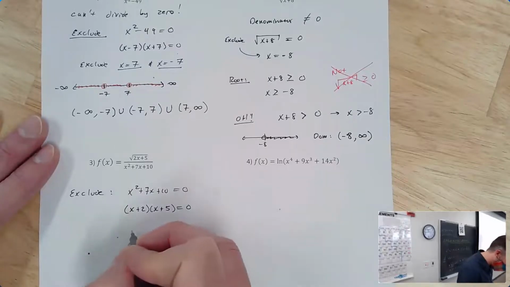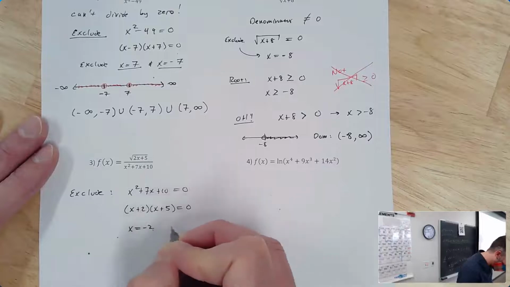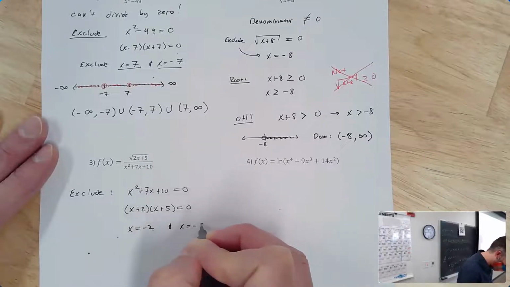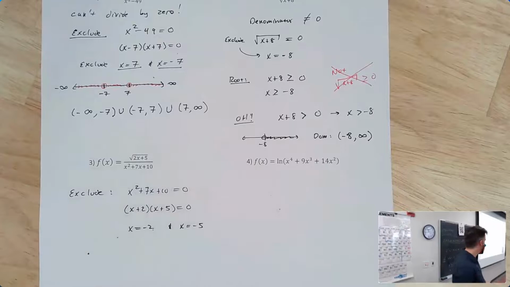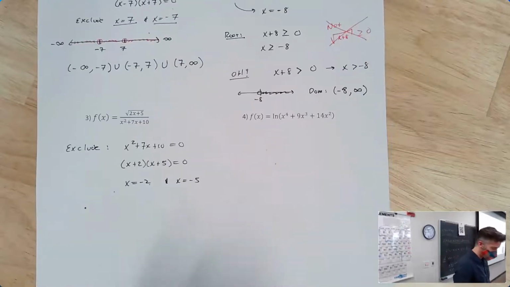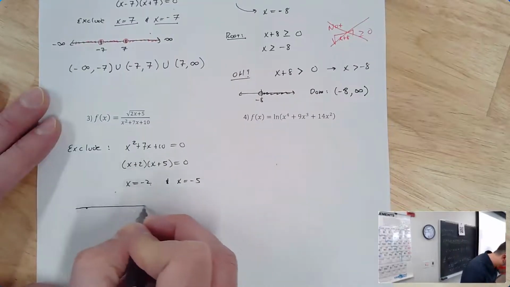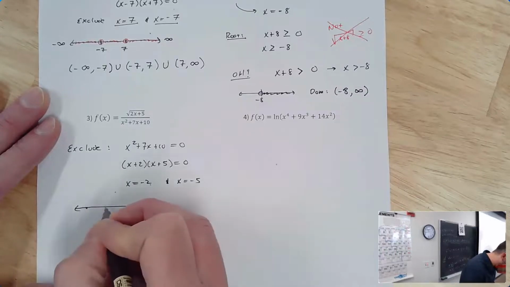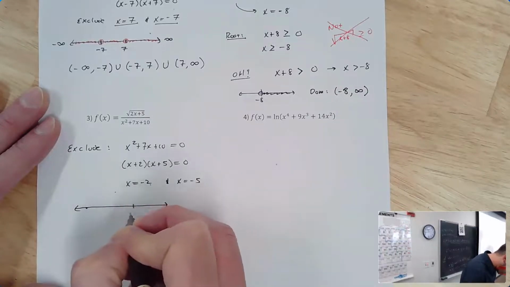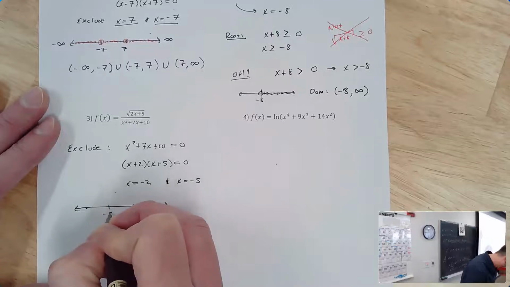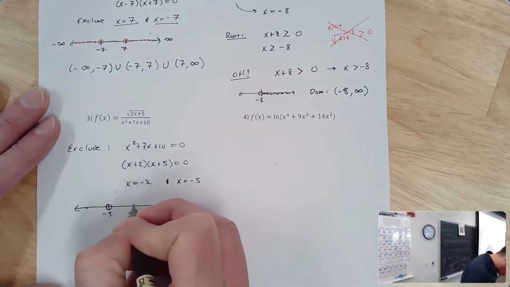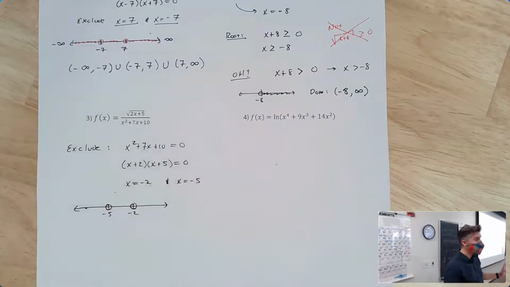So I want to exclude x equal to -2 and x equal to -5. And if I'm going to do this, I really do like drawing it on the number line. I think it's nice. So I'm going to start off. I know I don't want -2. I don't want -5. So far, I want everything else, but I'm not done.